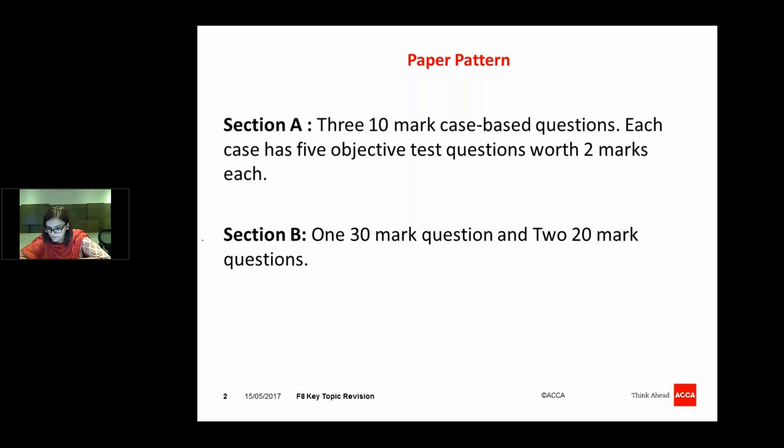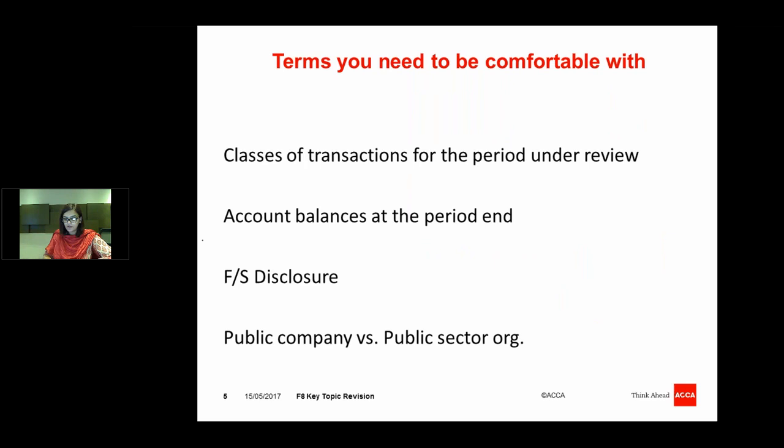Brilliant, guys. I'm now minimizing the chat box, so I won't be looking at any questions until we have the next round. All right. I now have a short quiz for those who have already prepared for F8 or who have already taken the F8 exam. So, Musawwir, I'm going to need your help now, okay? The first question, I'm not starting F8 right now, but in the audit language, what are classes of transactions for the period under review? Classes of transactions, guys. Musawwir, read out if you have any answer.